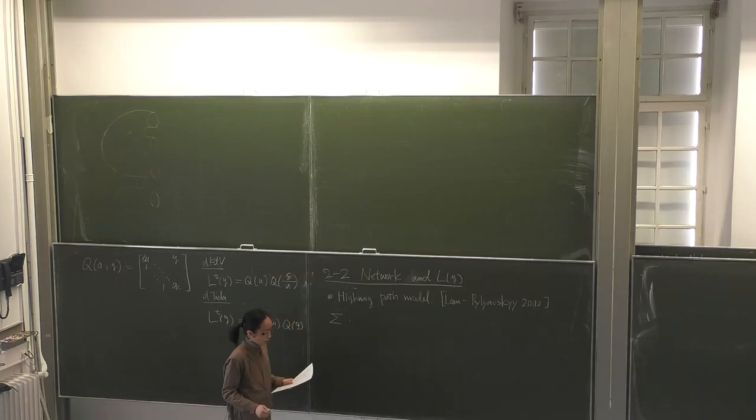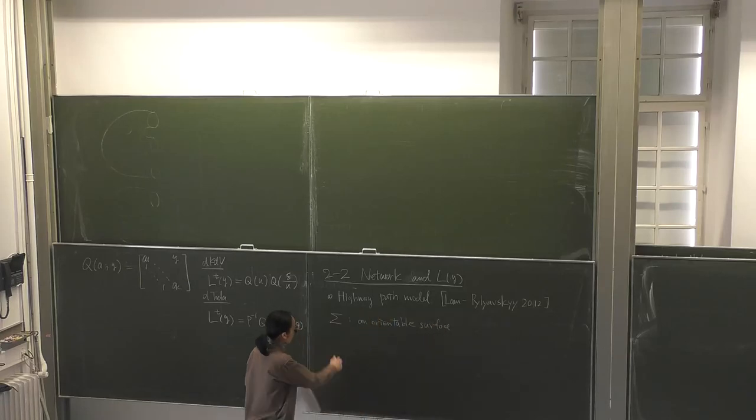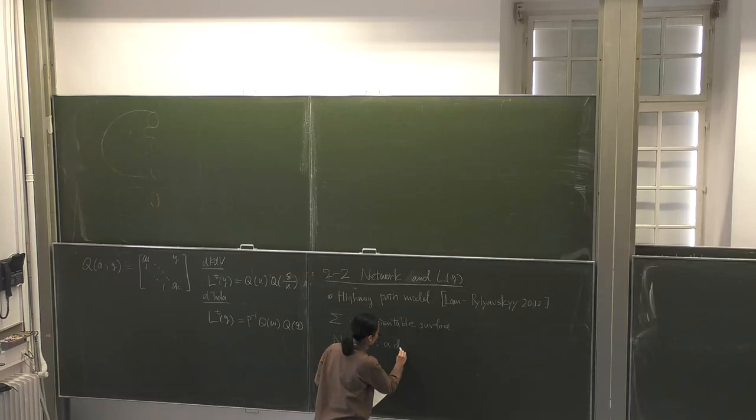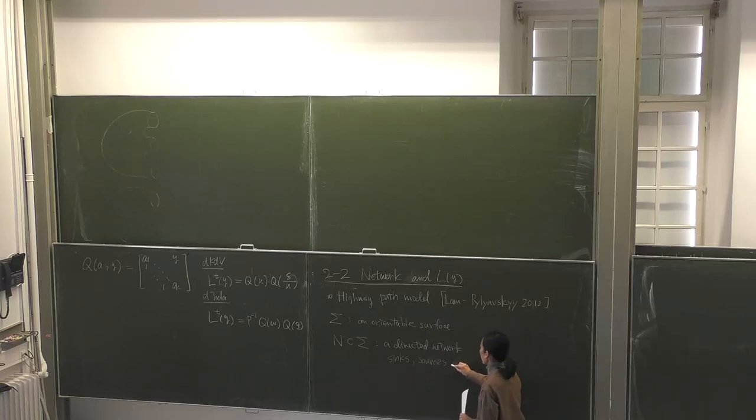So let Sigma be an orientable surface. On this surface, we draw a network. It is a directed network consisting of directed wires. And we assume that there are sinks and sources. Sources are on the boundary of this surface, and we assume that all crossings are crossings of only two wires. Then at each crossing, we assign a variable Q, for example.